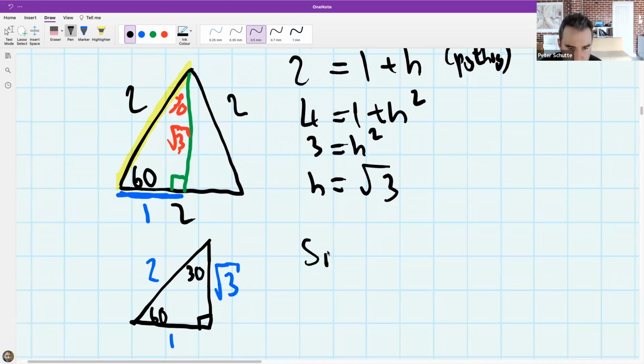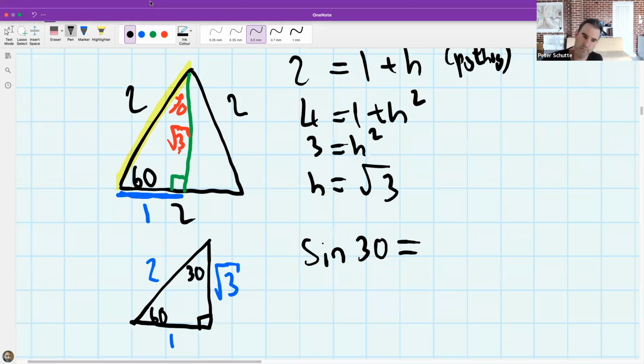Now, I want someone to work out for me, what is the sine of 30 using this new special triangle that I've shown you? What is the sine of 30? And you may not use your calculator. What is the sine of 30? And we're going to have our break shortly.